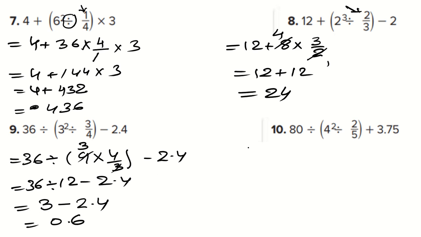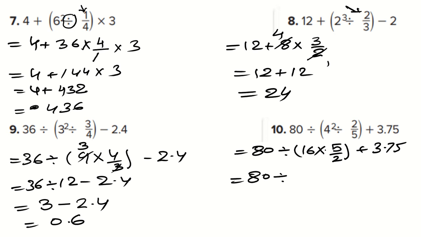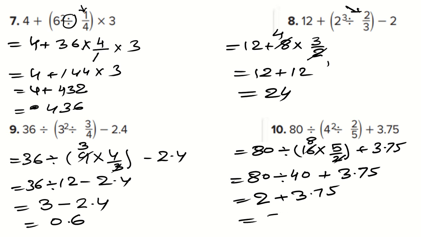Okay. Now the last question on this page is 80 divided by 4 power 2. 4 power 2 means 16, and then multiply by 5 over 2. I am sure you know the reason why I am flipping the fraction, plus 3.75. This is 80 divided by 16 is 5, divided by 2 is 8. 8 multiplied by 5 is 40, plus 3.75. So 80 divided by 40 is 2 plus 3.75. 2 plus 3.75 means 5.75. This is the answer.